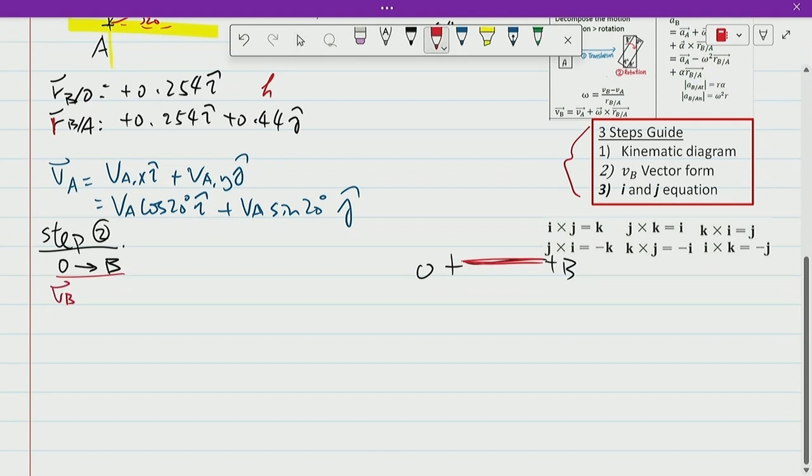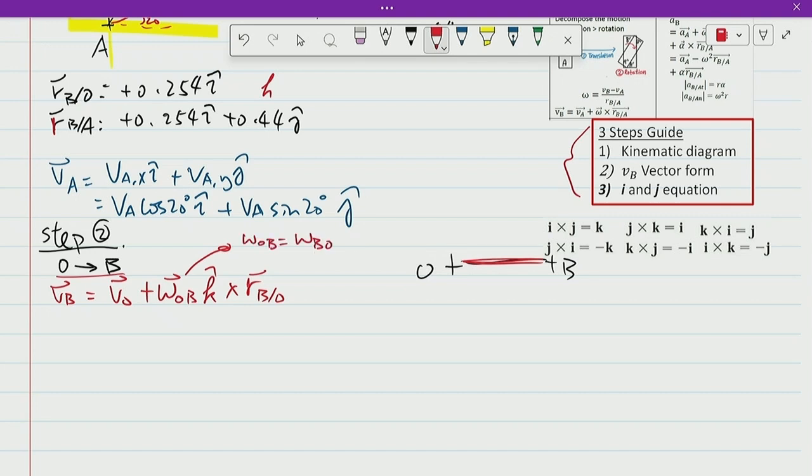So with a vector method, you're going to have VB is equal to V naught plus omega OB cross RB relative to O. You might have spotted here I wrote omega OB instead of omega BO. They are the same, because again, they're the same body, right? So they're going to have the same omega. What is important is that you make sure the relative displacements are actually consistent, because if you flip it, then it actually changes the answer.